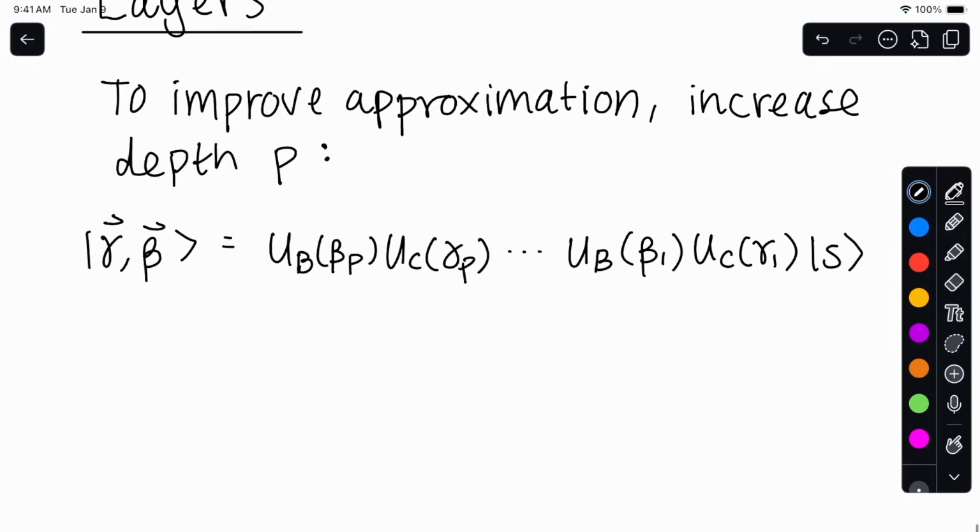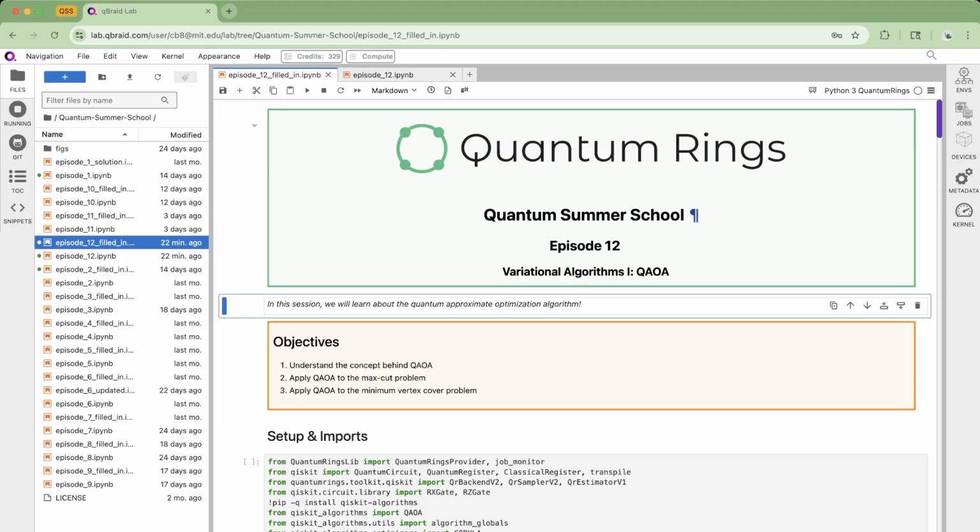So instead of having just one gamma and one beta, we'll have a vector of gammas and a vector of betas, and then we'll apply a first layer of UC, and then UB, and then a second, etc., and then finally, for depth p, gamma p and beta p. So let's move over to the coding notebook and try this out.